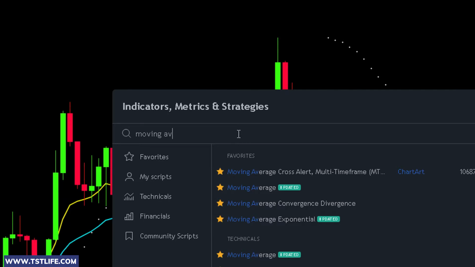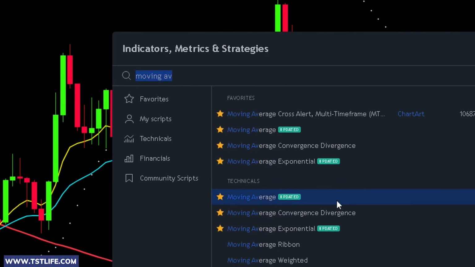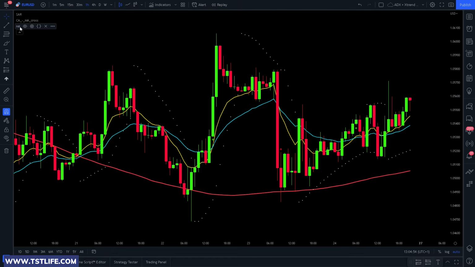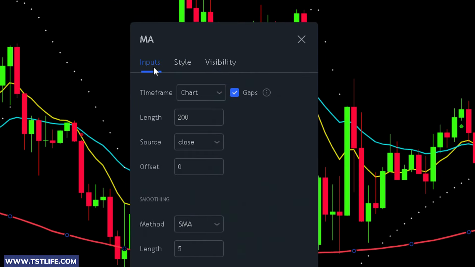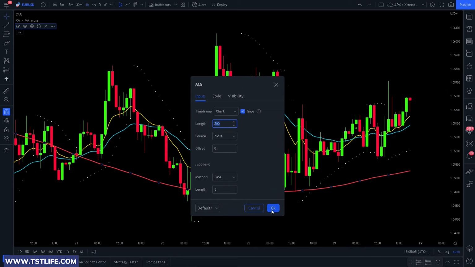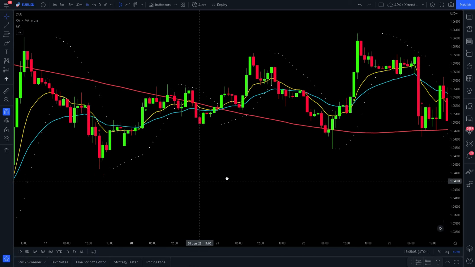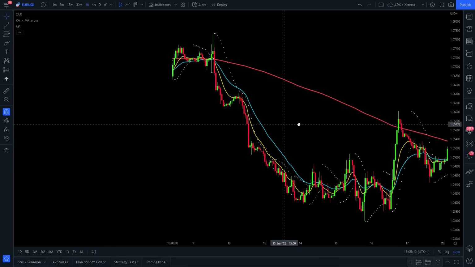We should adjust the indicator according to the settings you see on the screen. I am using a dark screen, so I spent some time adjusting the colors to make them look clearer. Make sure to add the 200 period moving average separately, as we will also need it in this trading strategy.